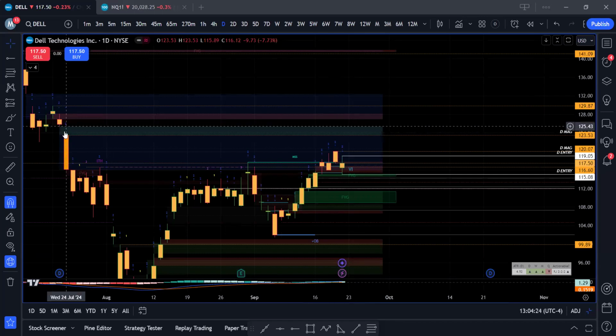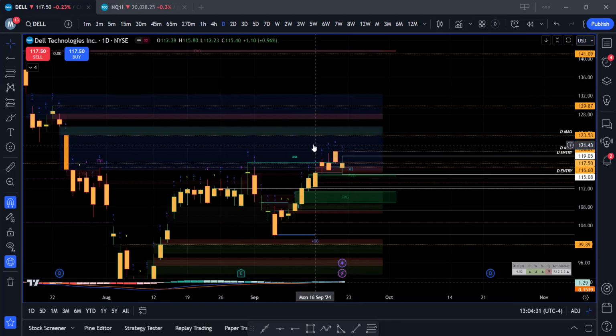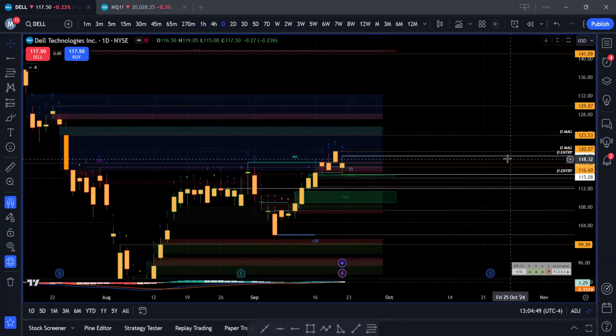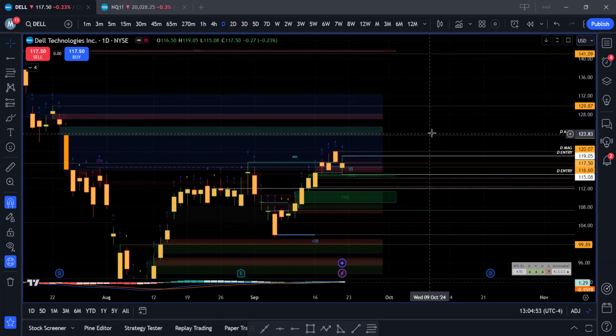So this imbalance, I look at them as kind of magnets, if you will. Price would be attracted to try to fill that. It may reject, it may push through, but I know that price wants to at least attempt getting near it. Since the drop after that gap fill, this will be the first attempt at it, and we'll see how price reacts once it gets there. So you can definitely mark that out as well.